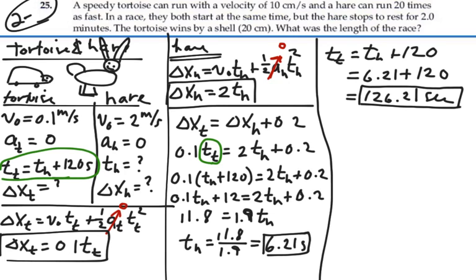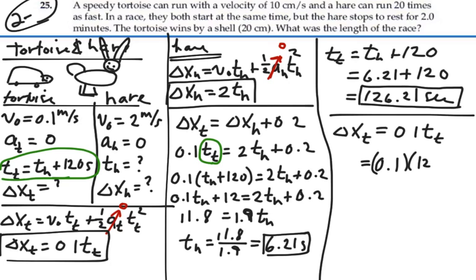This is all nice to know. I've always wanted to know that. But the question was, what is the length of the race? The length of the race is going to be the ultimate displacement of the tortoise, because the tortoise is the one who's going to finish the race first. And that's going to be equal to 0.1 times the time for the tortoise. So that's going to be equal to 0.1 times 126.21, and that's going to give us 12.6 meters. So the length of the race is 12.6 meters.